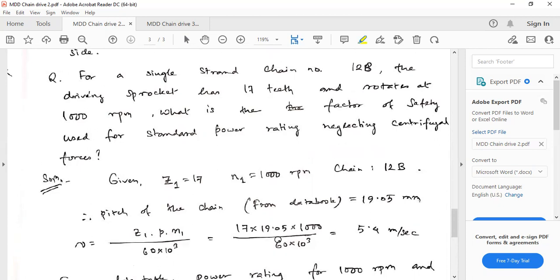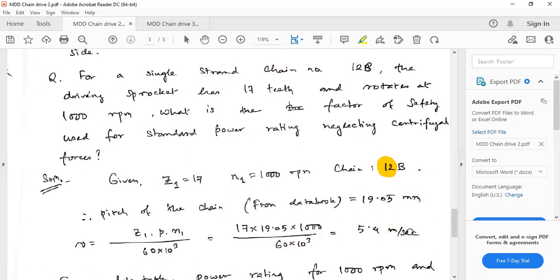So here you see the driving sprocket has 17 teeth. This is given. And the driving sprocket speed is also given, that is 1000. Okay. The chain is 12. What will be the pitch value of this? I told you, whatever value we have in the designation, divided by 16 gives the pitch in inches.